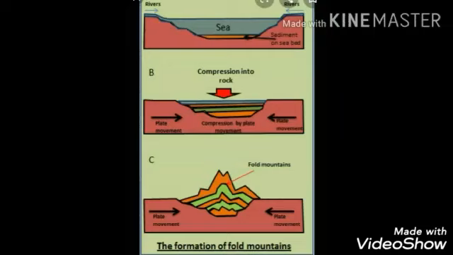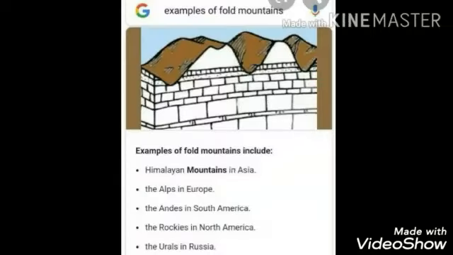When two lithospheric plates which lie below the Earth's surface move towards each other, the horizontal layers of sediments are compressed from both sides and are folded. Gradually, they get uplifted and form fold mountains. The example of some of the fold mountains are the Himalayas, the Rockies, the Andes.